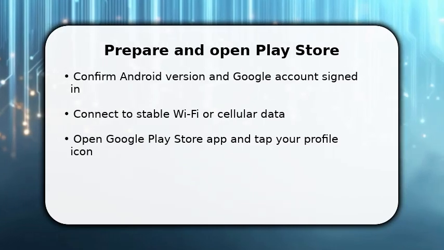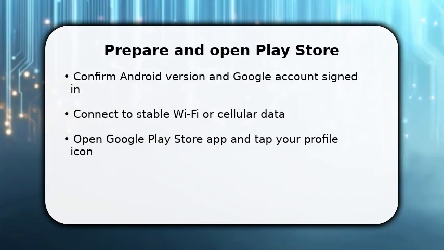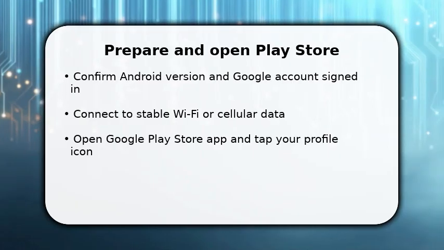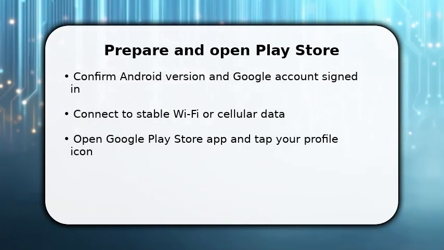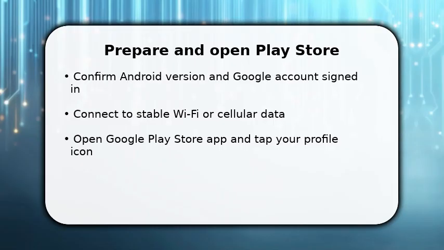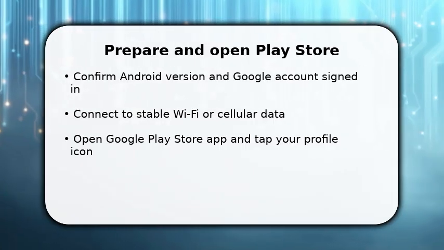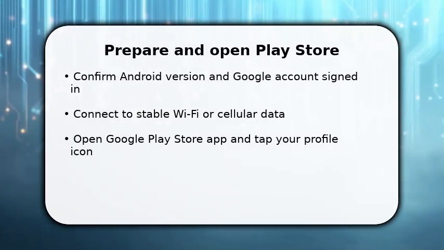You start by confirming prerequisites. Make sure your Android and Play Store are updated and you are signed into the Google account you use. Once done, connect to stable Wi-Fi so settings sync quickly, then open the Play Store app and tap your profile icon in the top right.